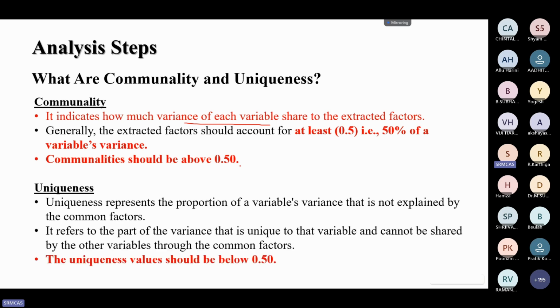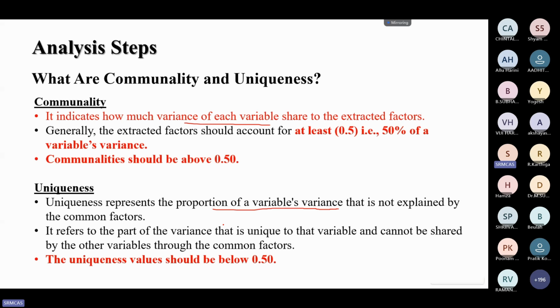Uniqueness is just the opposite of communality. It represents the proportion of a variable's variance that is not explained by the common factors. This value should be less than 0.5. So either the communality value should be more than 0.5 or the uniqueness value should be less than 0.5, so that we can select those variables for the analysis.